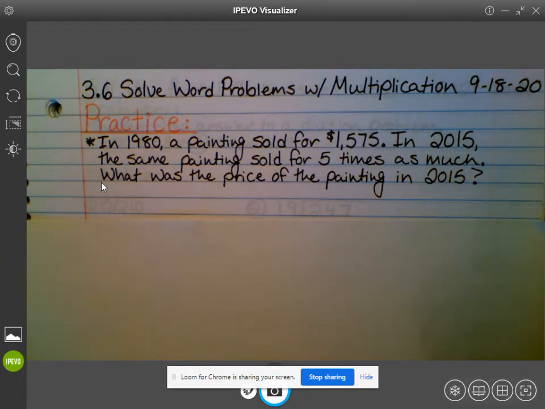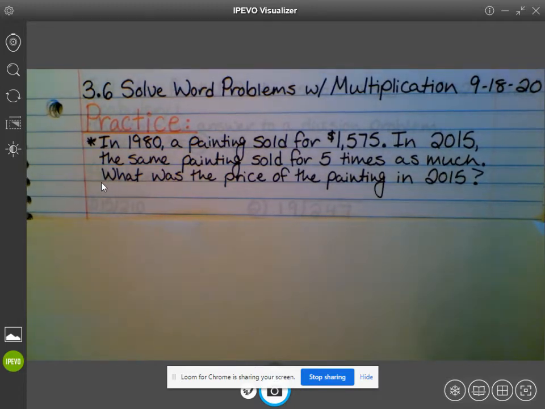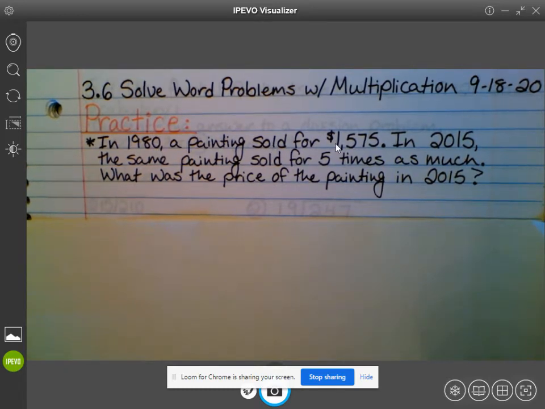I see a few people finishing it up. I'll read it aloud again, just in case you need me to. In 1980, a painting sold for $1,575. In 2015, the same painting sold for five times as much. What was the price of the painting in 2015? All right, is there anyone who needs more time? Okay, so this is our word problem.